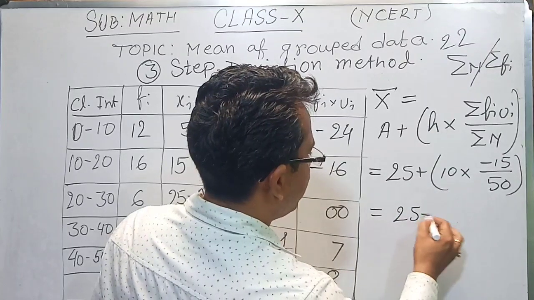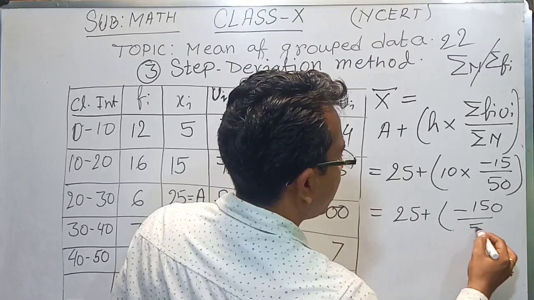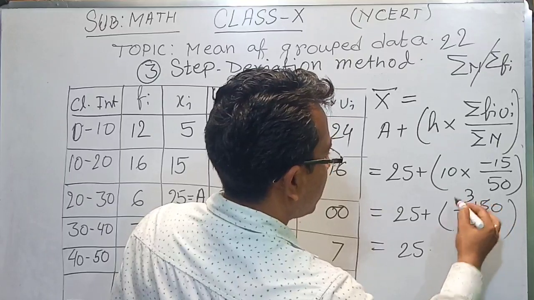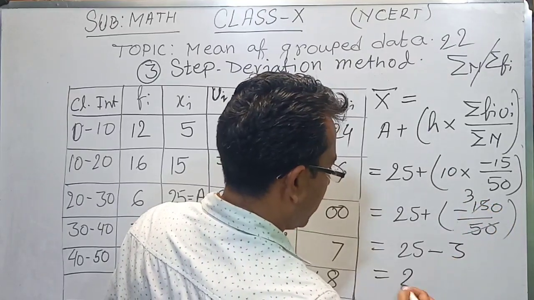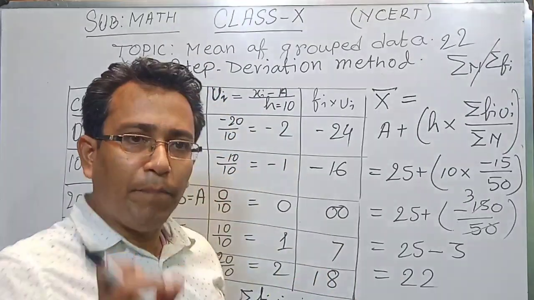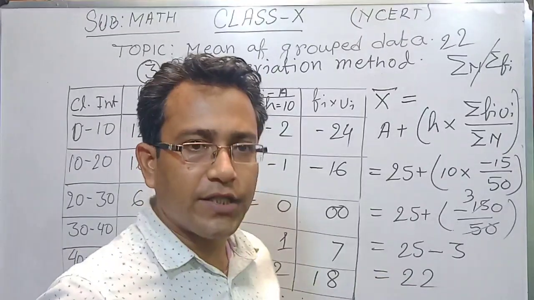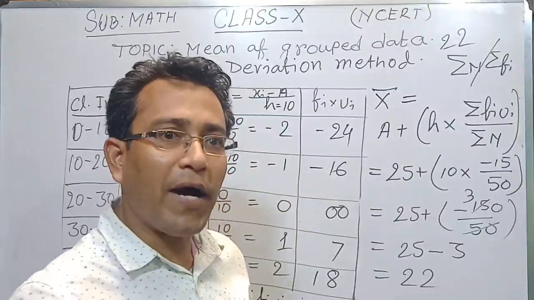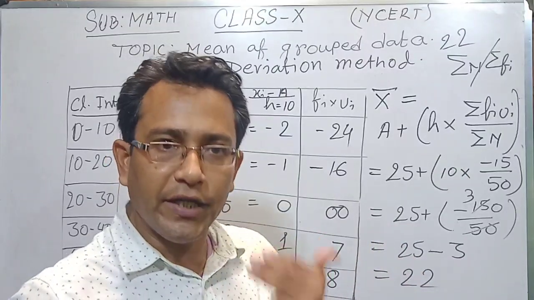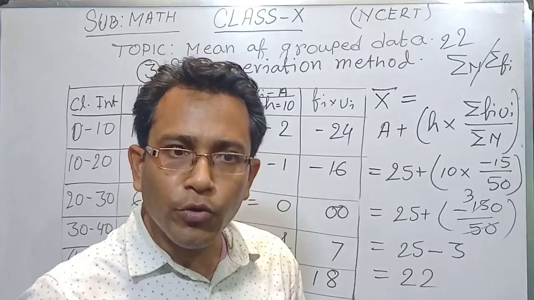Then 25 plus minus 150 by 50. 25 minus 3, that is equal to 22. So here the value of mean in every method we have calculated just now is 22. But I used three different methods to calculate the mean: direct method, assumed mean method, and step deviation method. Thank you.